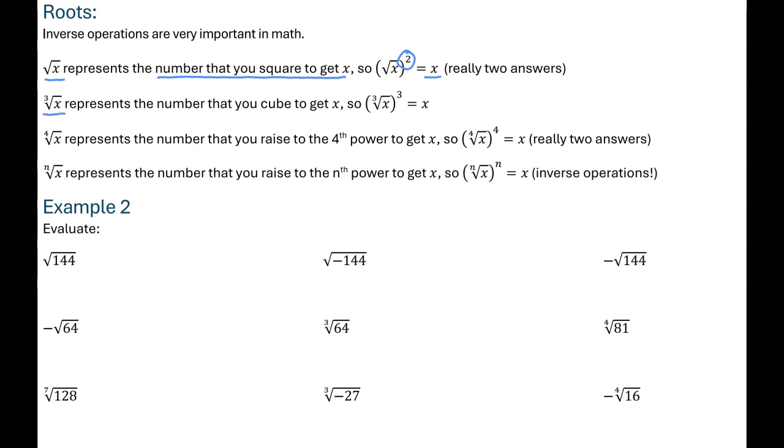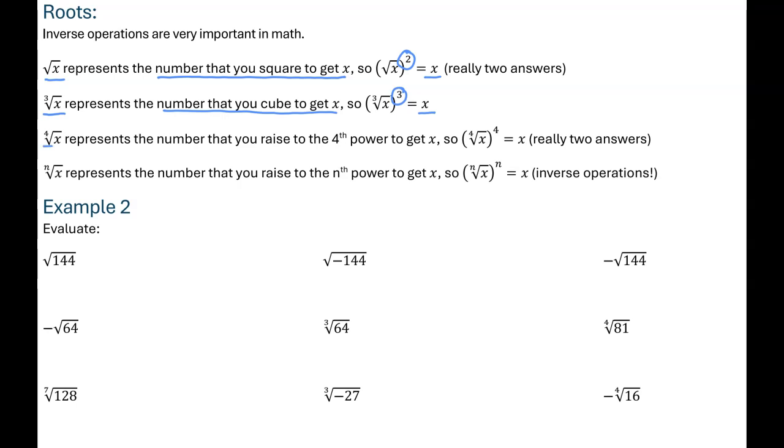Similarly, the cube root of x represents the number that you cube to get x. So if we take the cube root and cube it, we end up with x. And again, you could say that as their inverse operation. So if you cube root and then cube, or if you cube and then cube root, even though I didn't write it that way, you should get back x.